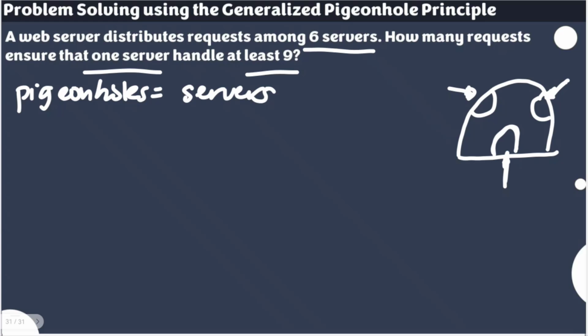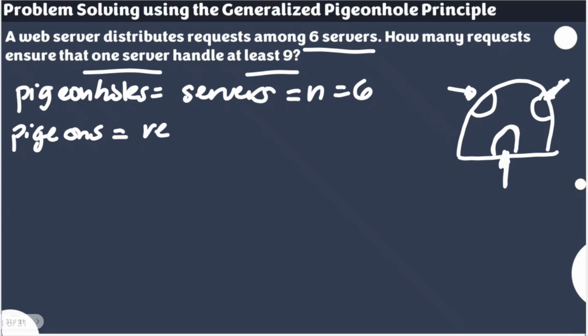So that is actually your n, and you're given 6 now. Now for your pigeons, these are the items that will pass through your servers. In this case, the pigeons will pass through your pigeonholes. So the pigeons here are actually your requests, because these are the items which will be assigned or distributed to the servers, or the 6 servers specifically. That's the item we're trying to solve here. How many requests are needed to ensure this certain criteria?